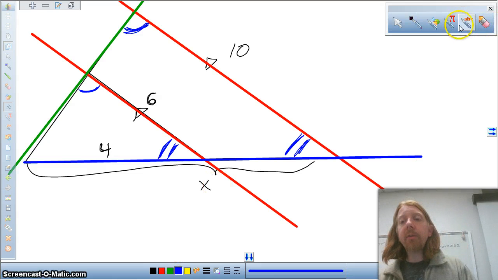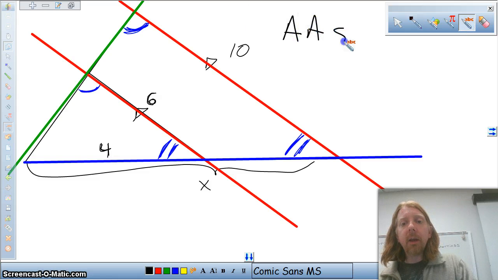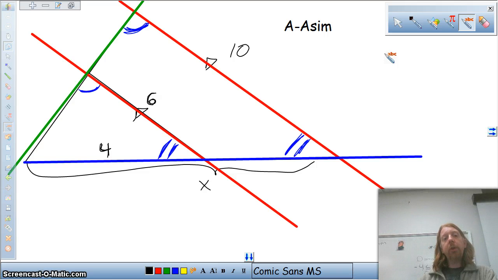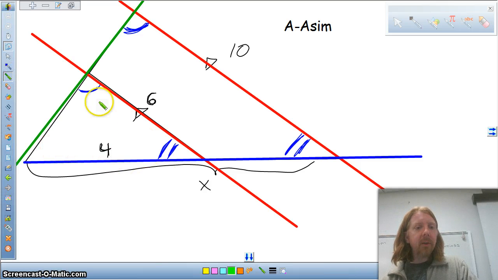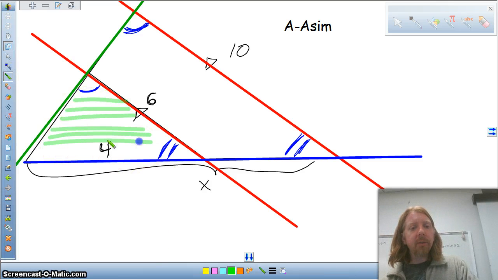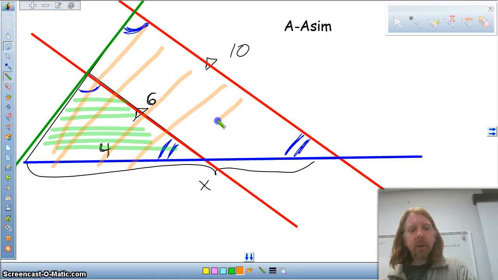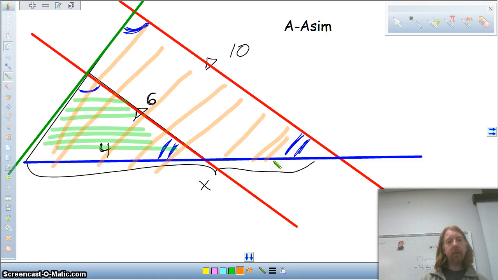So that means these triangles must be similar by angle similarity. I have two pairs of angles congruent between the two triangles. And now again, remember, I'm working with these overlapping triangles. I have this green triangle here, and I have this orange triangle here. So my two triangles are overlapping.